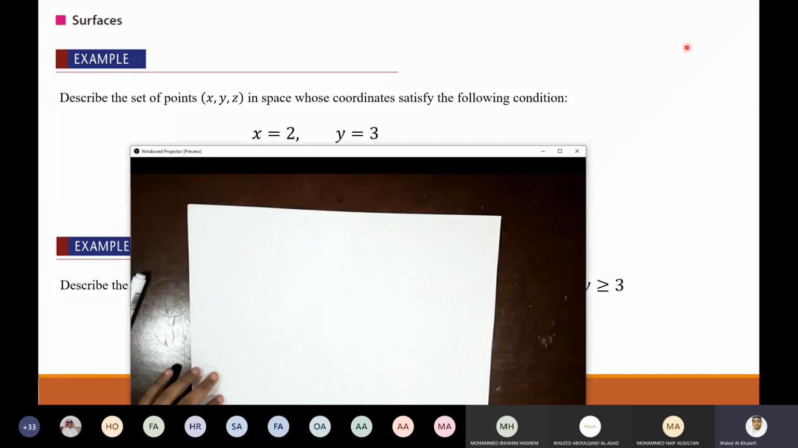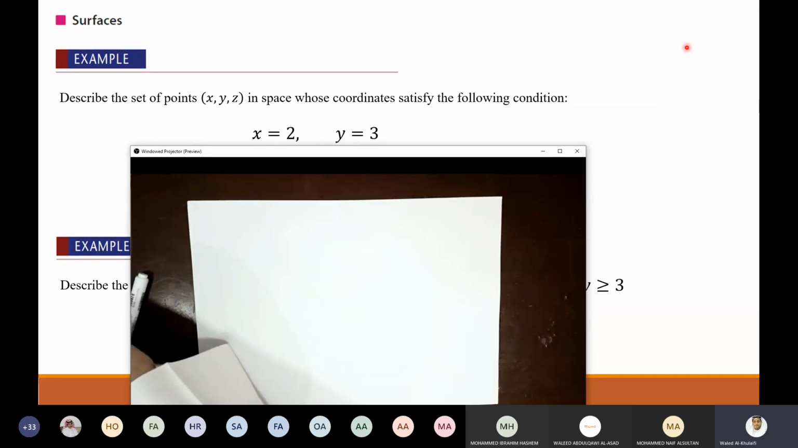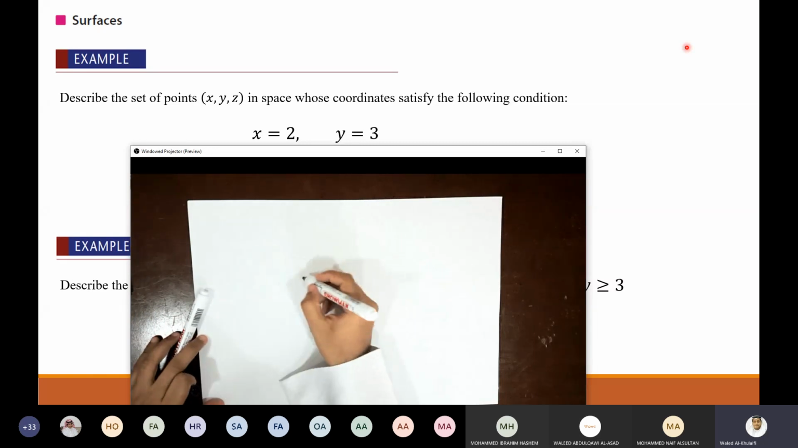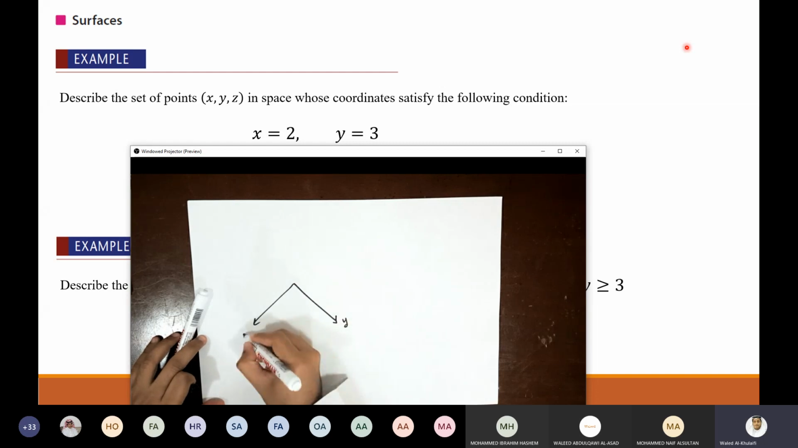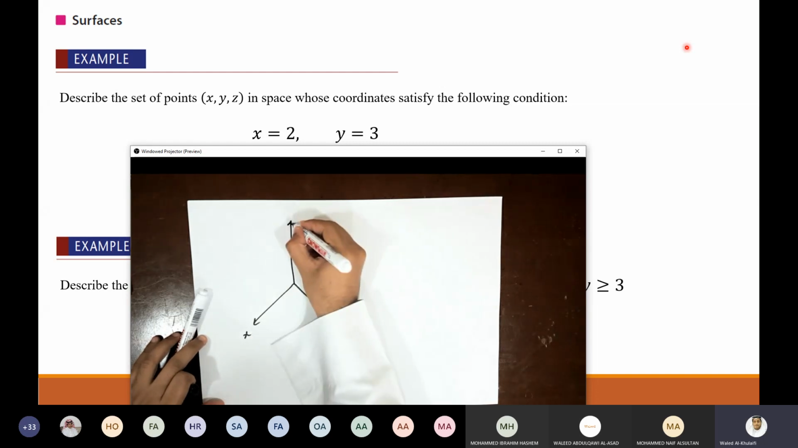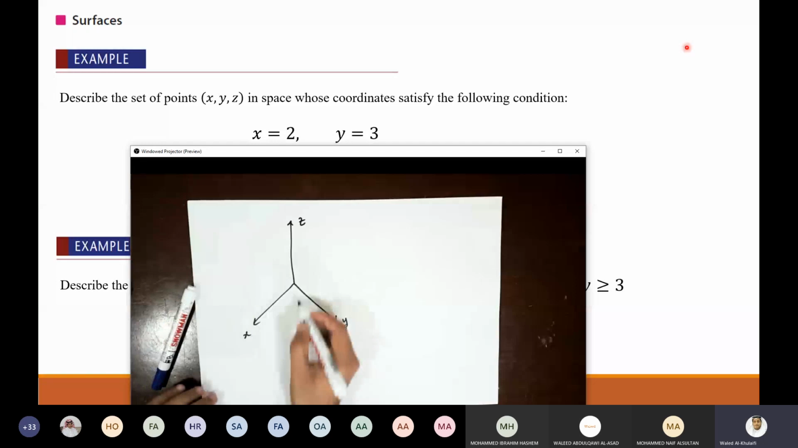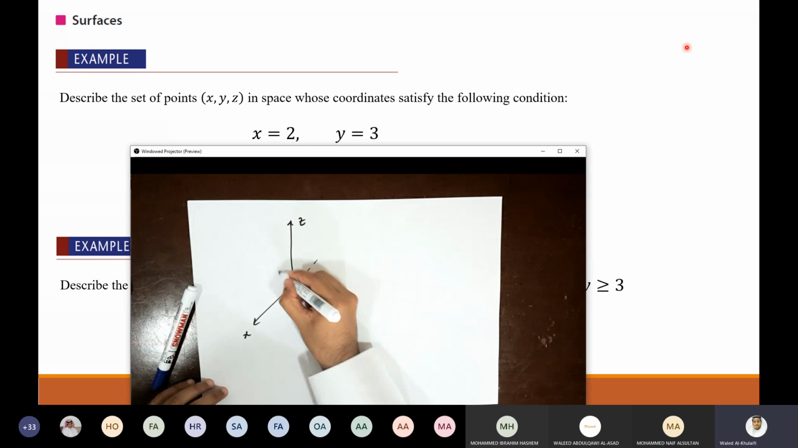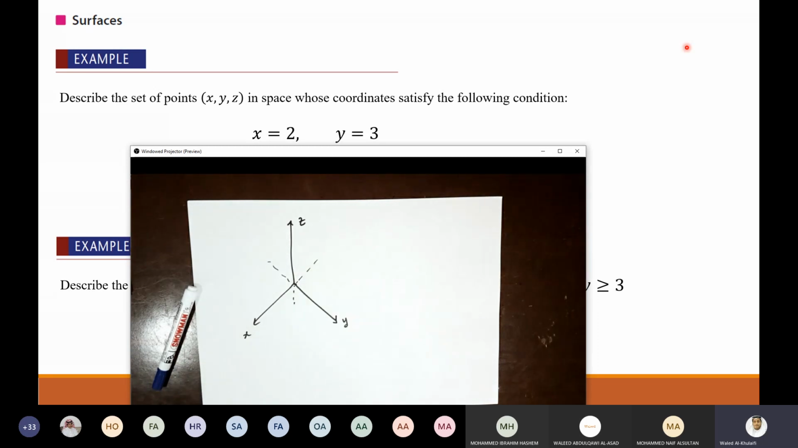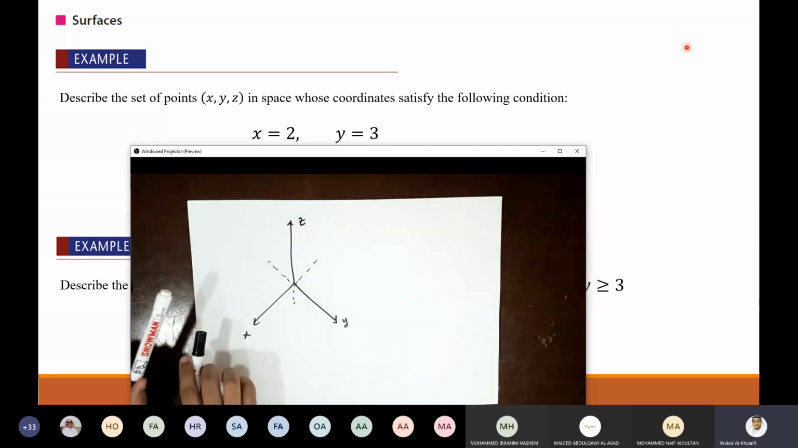Let's take another one. And let's graph the coordinate system again. So let's say x, and let's say y. This is x and y, and this is z. Actually, I should draw y a little bit like this. But anyway, remember there is a negative part and a negative part down here.